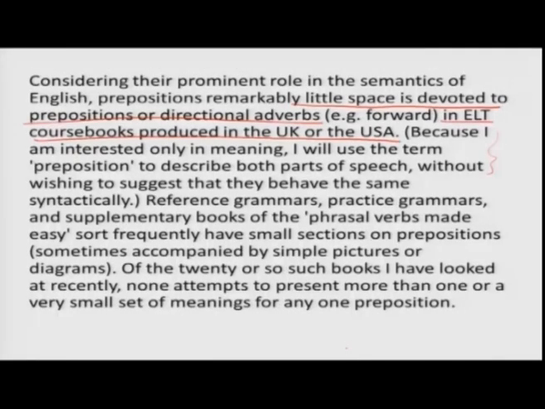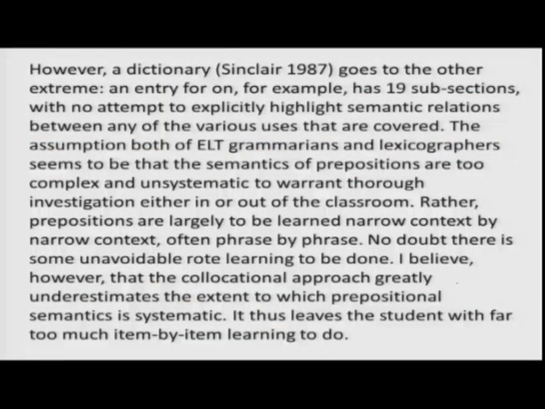So here you saw that the writer mentions 20 or so such books I have looked at recently, none attempts to present a systematic account of even a single preposition. So the details are not given here. If readers are interested, they can go back and consult these sources. The writer here focuses on one particular book, it is cited, Sinclair 1987. So the specific issues are given here, because the writer is clearly contesting this. So this is here, that the collocational approach greatly underestimates that prepositional semantics is systematic. So the writer is clearly not happy with this approach, which is prevalent in the previous works, and is going to propose something different. So this is how you do a review in your research paper.